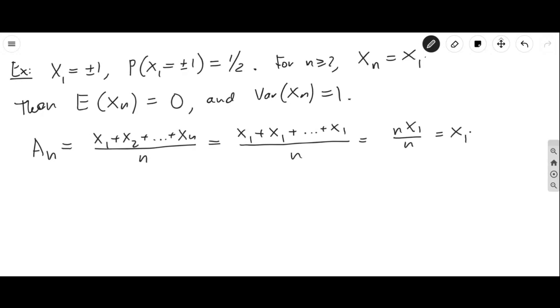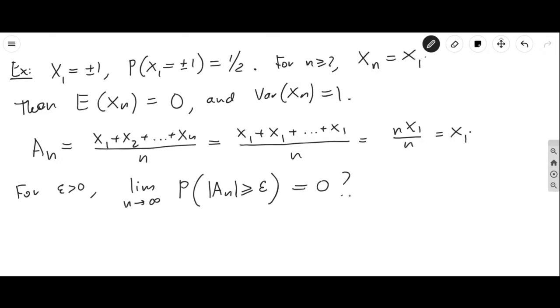Okay, and then what happens next? What happens next is we have to check. So we're basically asking the question: for epsilon greater than 0, is it true that the limit as n goes to infinity of the probability that the absolute value of an is greater than or equal to epsilon goes to 0?